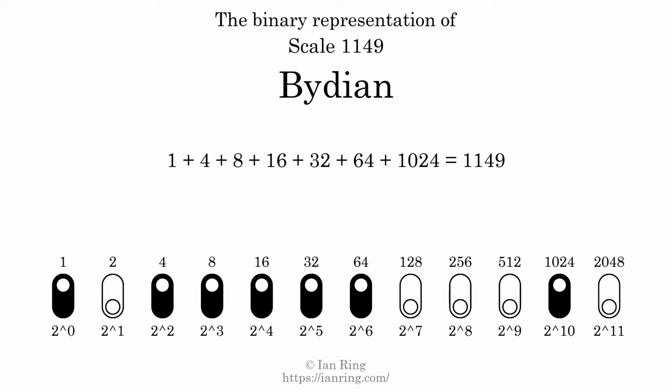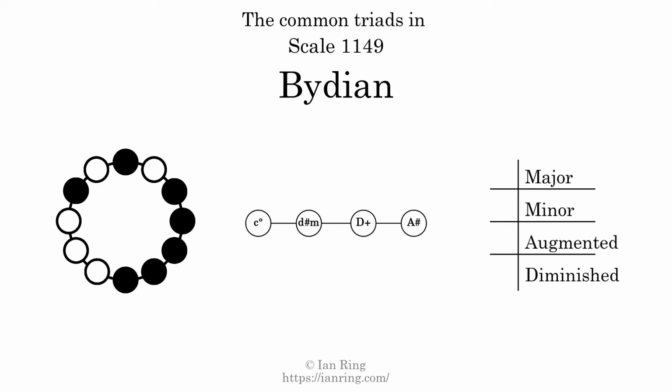1149. The scale number not only enumerates the scale with a unique index, but it also literally describes the tonal content of the scale. Represented as a binary number in base 2, the scale number is 010001111101. Here are the common triads present in this scale.